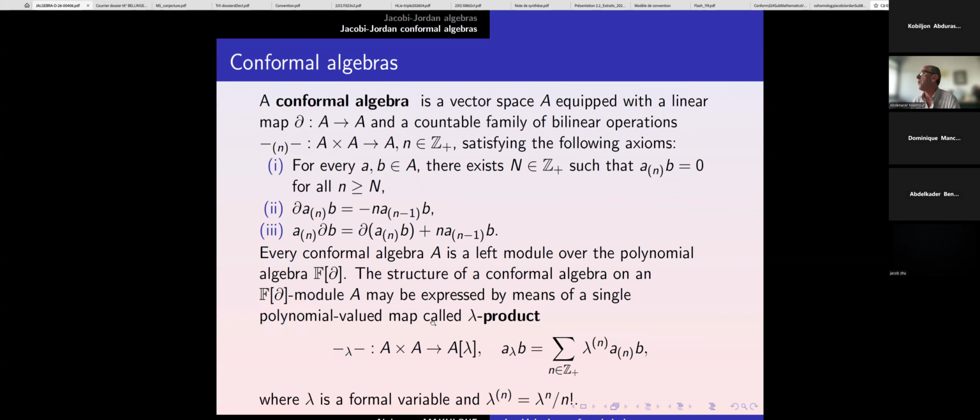Now, let me move to the second part, which is the conformal Jacobi-Jordan algebra. In fact, this conformal algebra comes from physics, like several structures.